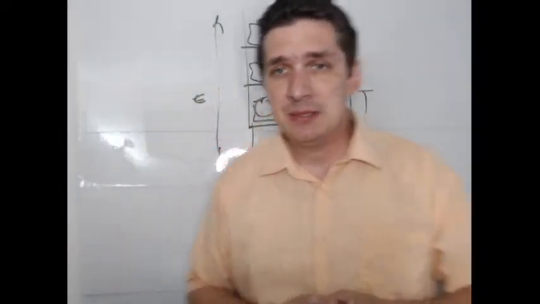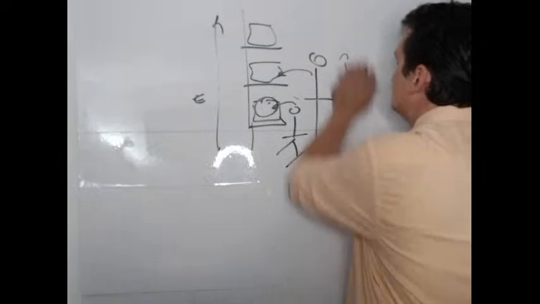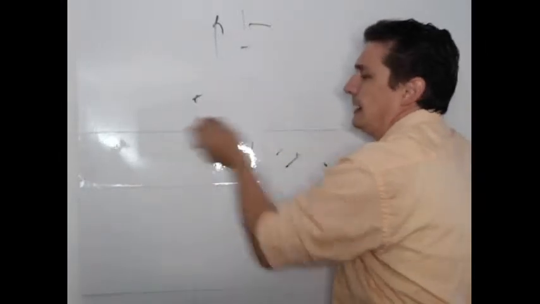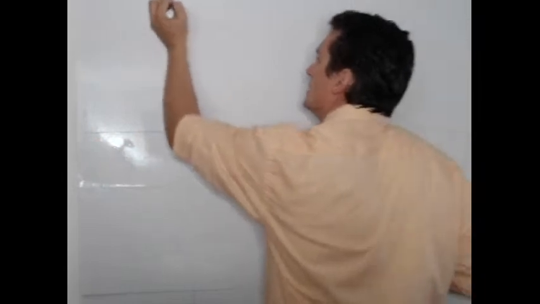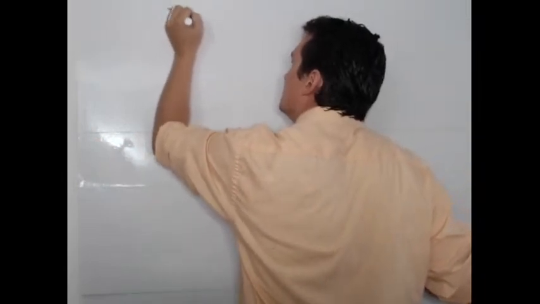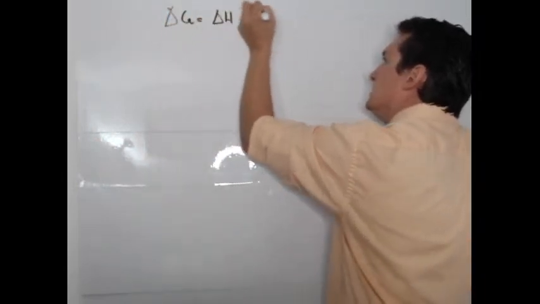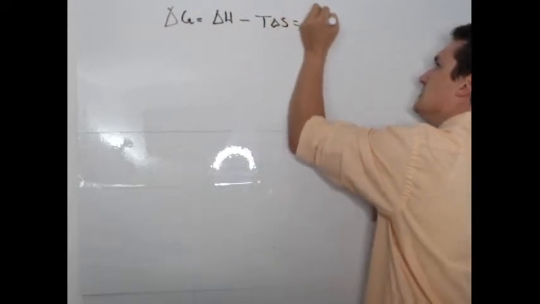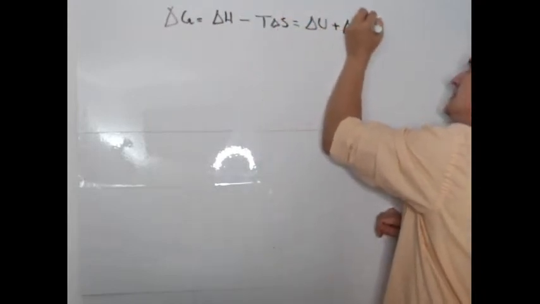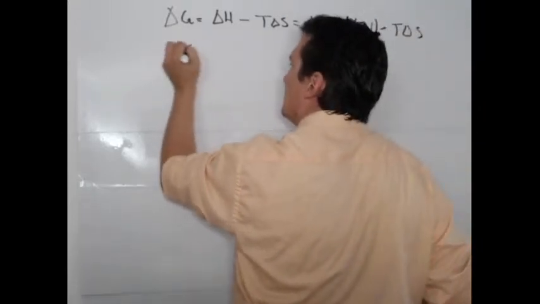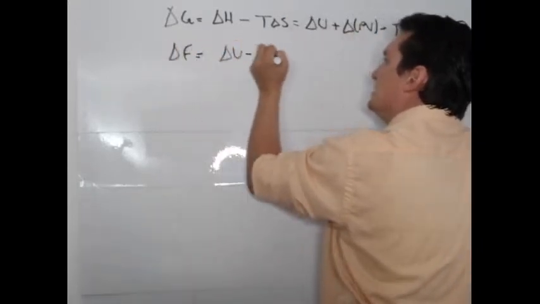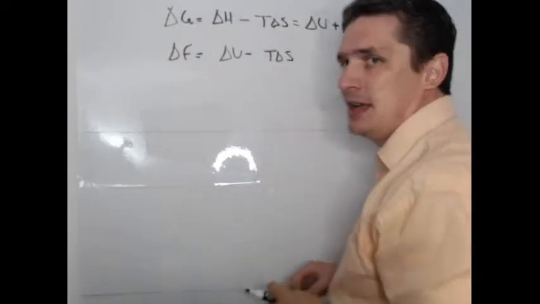Oh, the other one I kept seeing, and I get why students miss this: Gibbs versus Helmholtz. We have delta G equals delta H minus T delta S, which is also delta U plus delta PV minus T delta S. And then Helmholtz delta F is delta U minus T delta S.